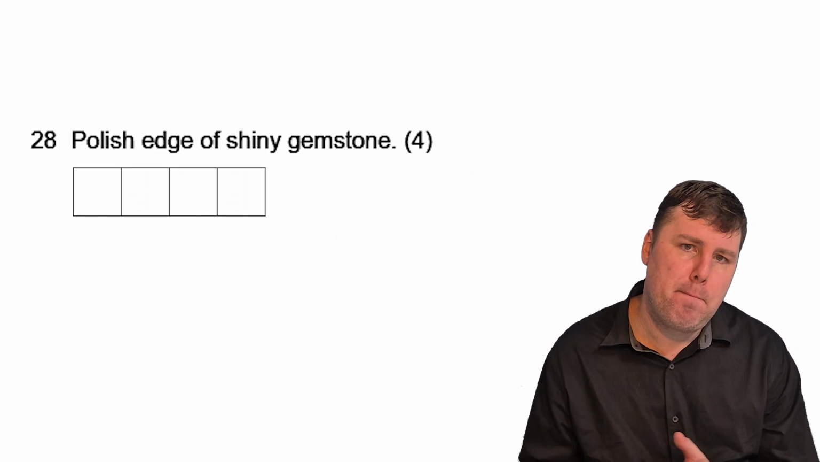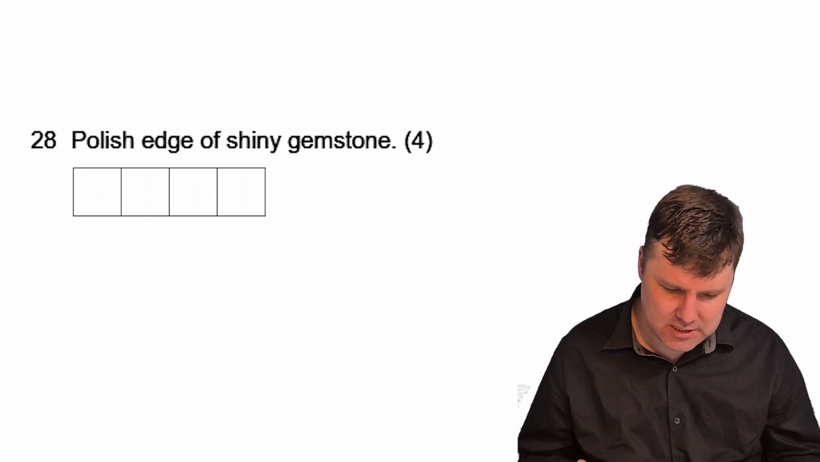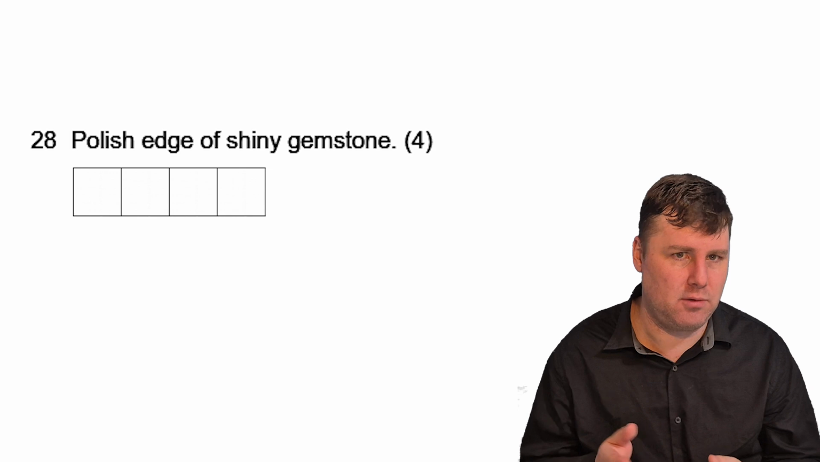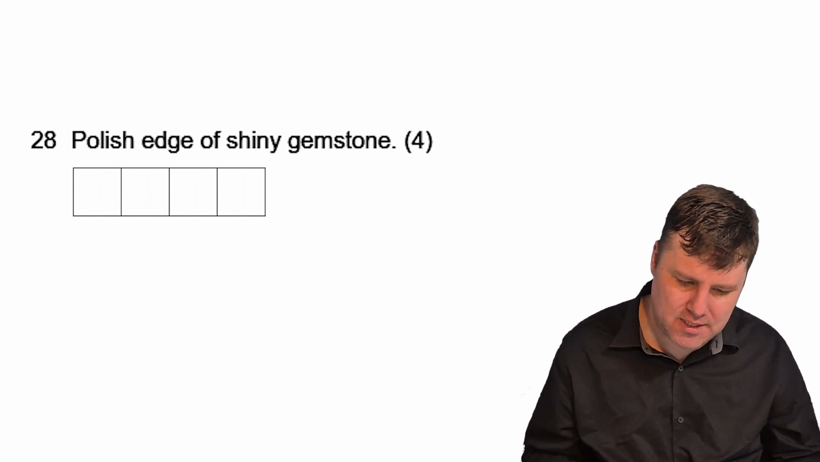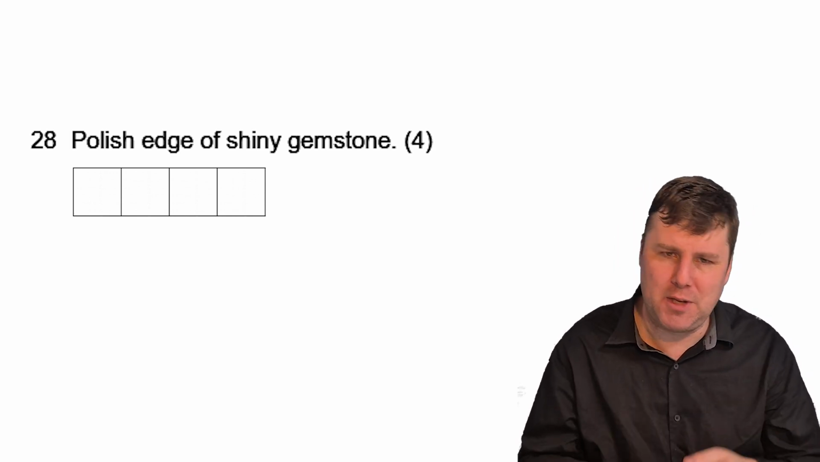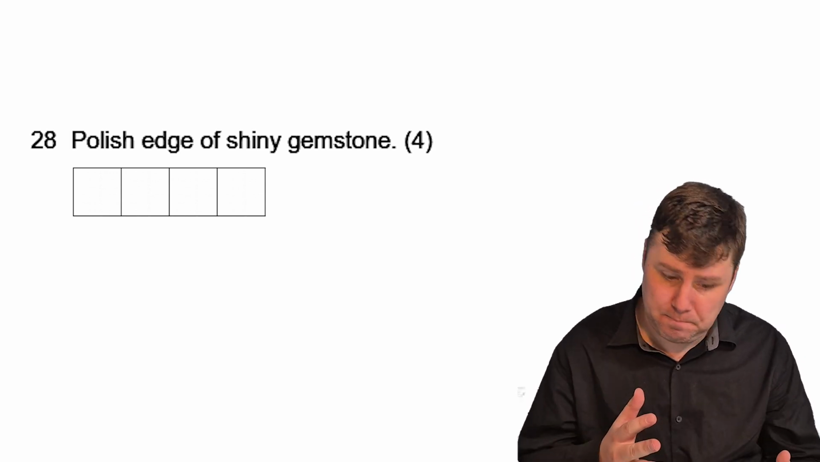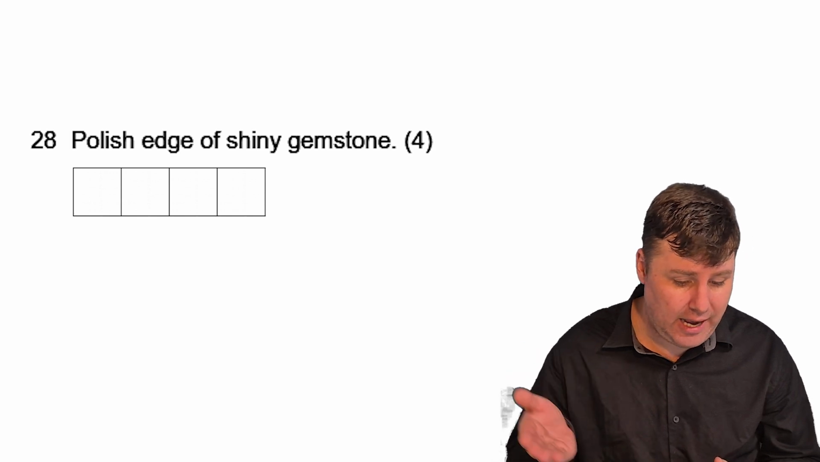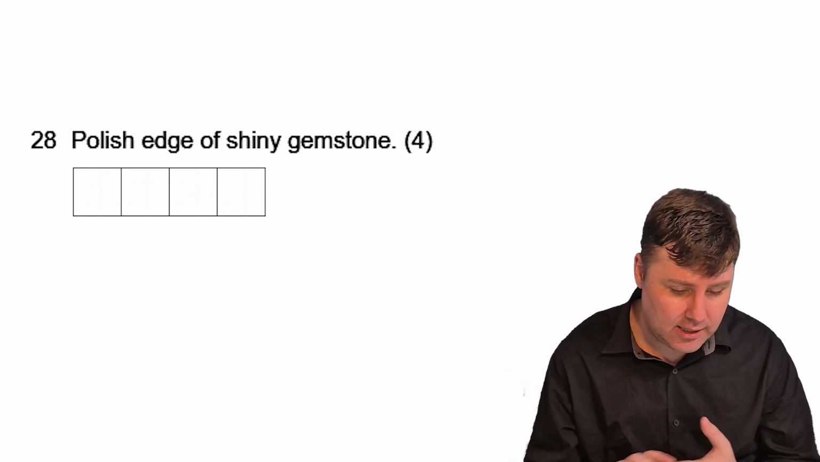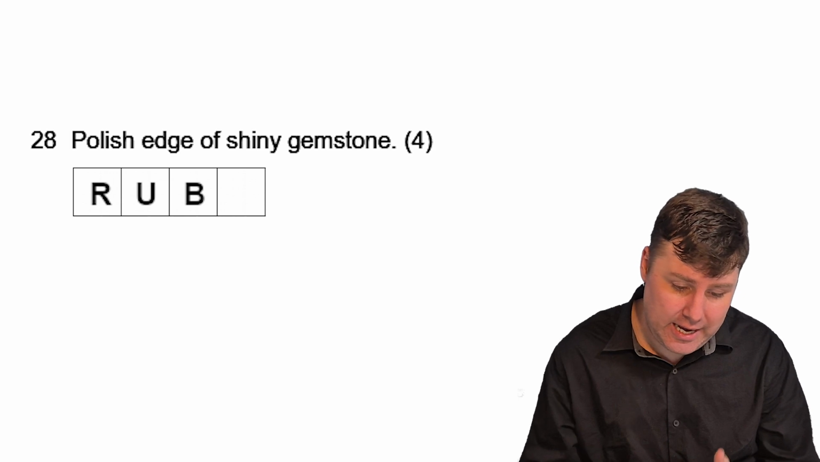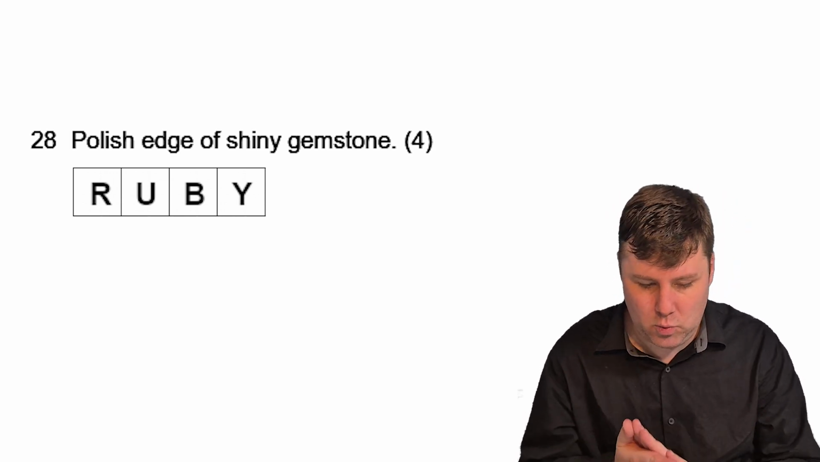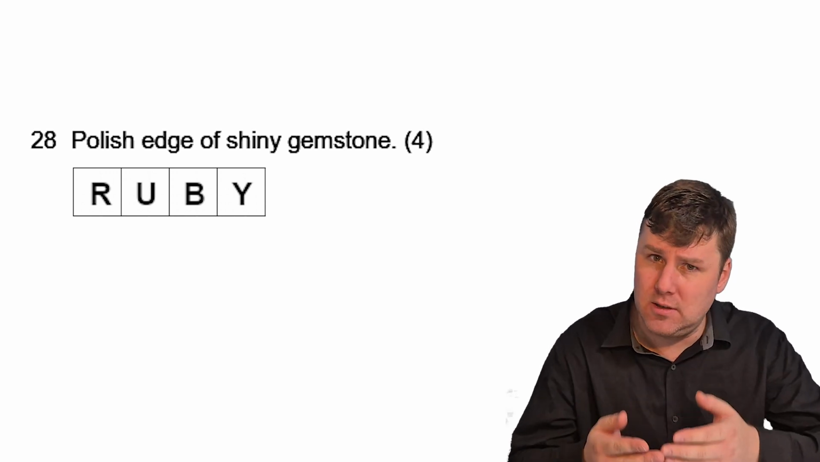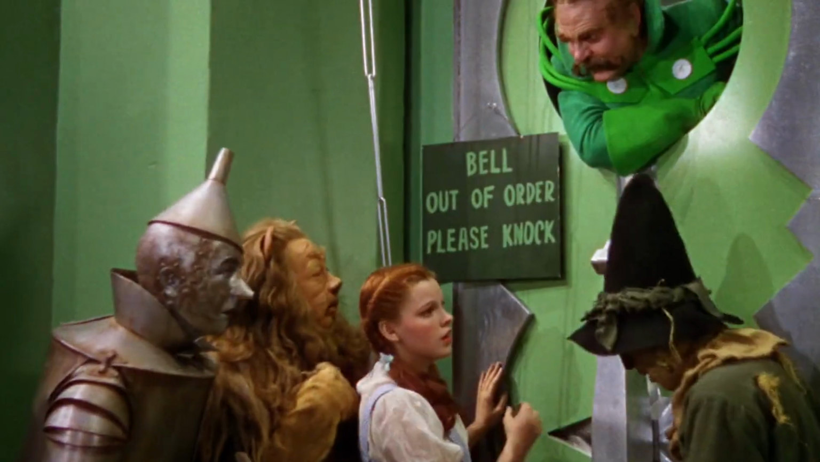Almost at the end now. 28 down. Polish edge of shiny gemstone. It's 4 letters, so not a long answer. Polish edge, is it relating to someone from Poland, perhaps? Polish, how do you polish something? You shine it, you rub it if you polish something, and edge of shiny refers to the edge letter or the last letter of shiny. Polish, rub, edge of shiny, the letter Y, we get ruby, the gemstone ruby, like the ruby slippers that Dorothy dons in The Wizard of Oz. She's wearing the ruby slippers.